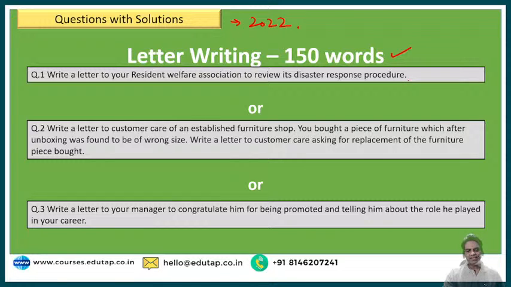Number 1, write a letter to your resident welfare association, I mean the area where you are living, to review its disaster response procedure. So you are writing to your resident welfare association to review its disaster response procedure. Second, write a letter to your customer care of an established furniture shop. You bought a piece of furniture after which unboxing was found to be of wrong size. Write a letter to the customer care asking for replacement of the furniture piece bought.